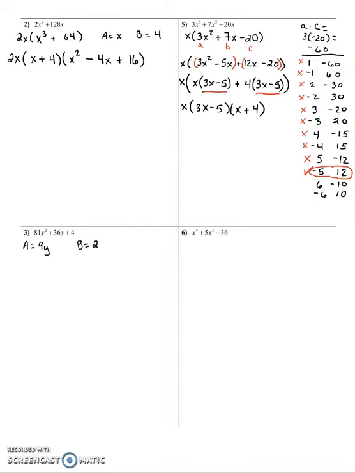Now we have to check the middle term. Since it's positive, is that middle term 2 times A times B? Well, let's see. We have 2. A is 9y, and B is also a 2.